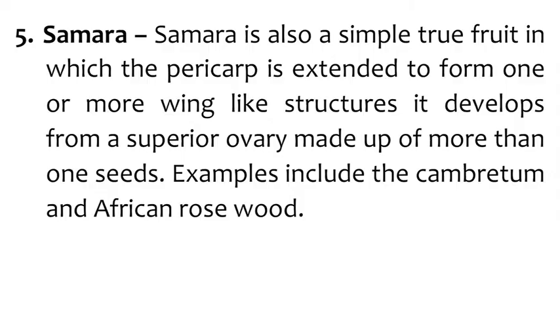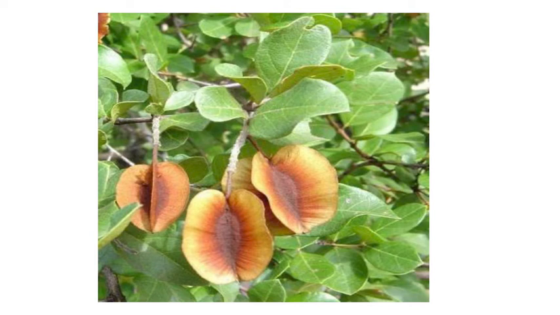Samara is also a simple fruit in which the pericarp is extended to form one or more wing-like structures. It develops from a superior ovary. An example is the combretum or the African rose. Let's go to the diagram. We have the diagram. The samara all have a structure that looks like a wing, which makes them fly, and they are very light. That is why they can easily fly on the air.